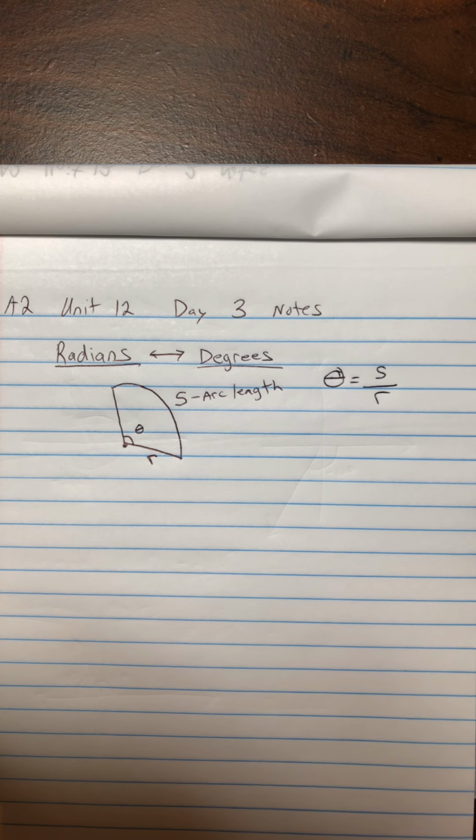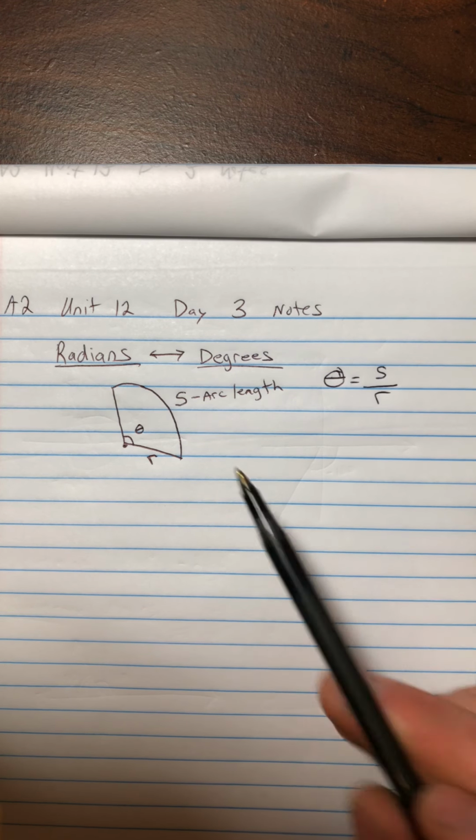Okay, Algebra 2, this is Unit 12, Day 3 notes. We're trying to convert between radians and degrees. A lot of you are familiar with degrees, not so much with radians. Radians are just another way of measuring angles, essentially. The first part of the notes, I try to talk about what is a radian, where does it come from? The same pictures in your notes, basically.